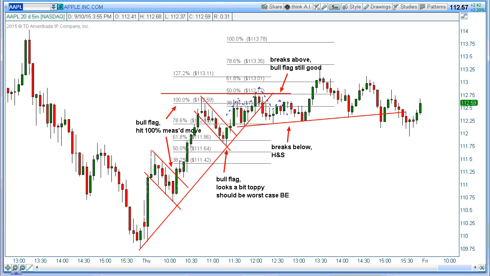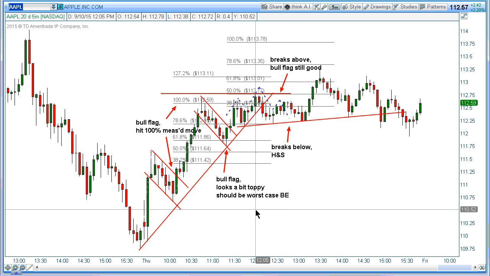Okay, today is September 10, 2015. I thought I'd do a little video and explain some of the setup that I posted on Apple earlier today during the trading session. I posted this chart and talked about a possible trade setup.